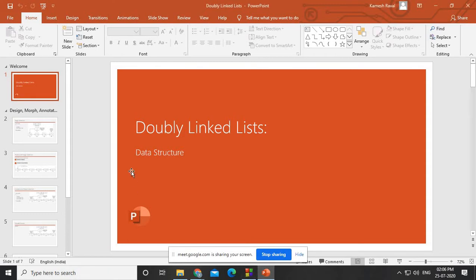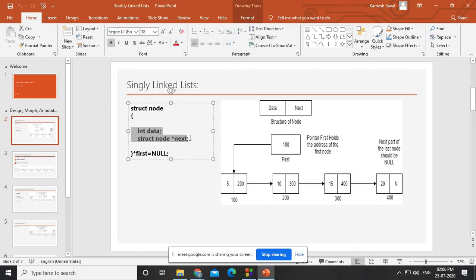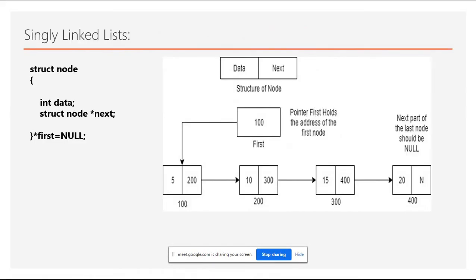In the last session we went through what the doubly linked list is and how it differs from the singly linked list. In the singly linked list, the structure node has just two elements: the user's data and the address of the next node. So each and every node of the singly linked list has only one link part, and that link part preserves the address of the next node.